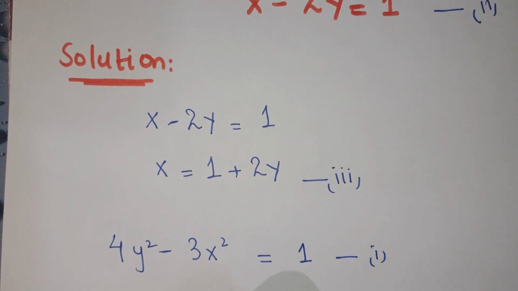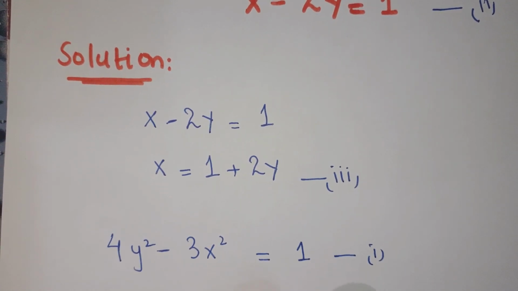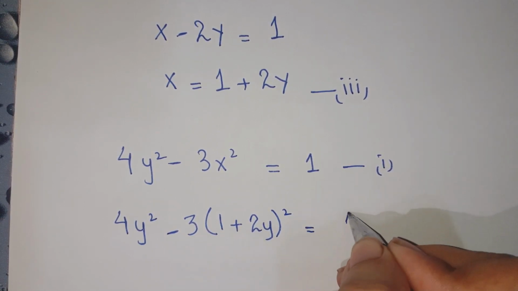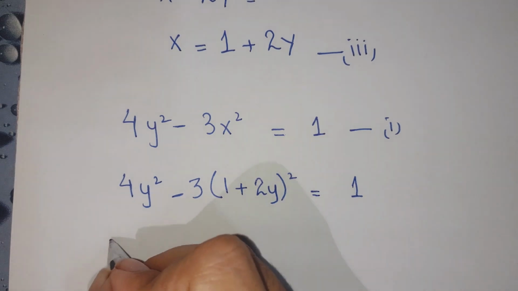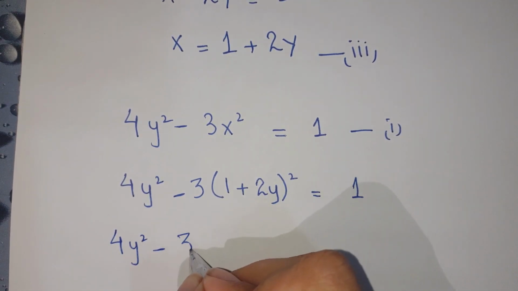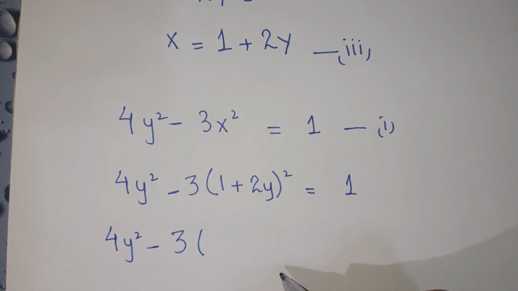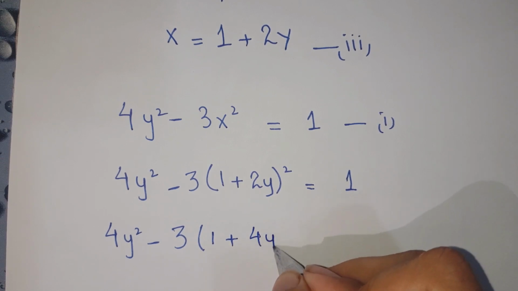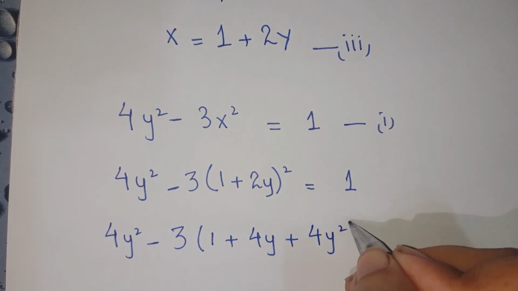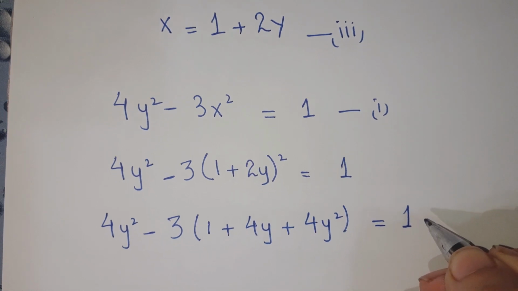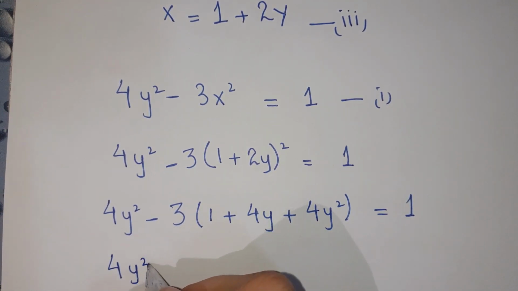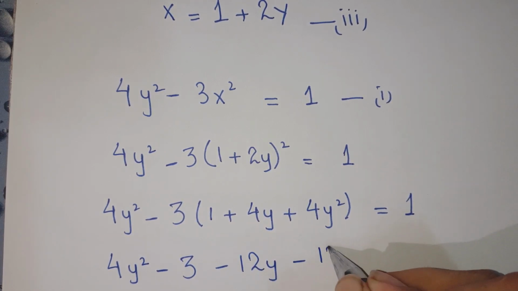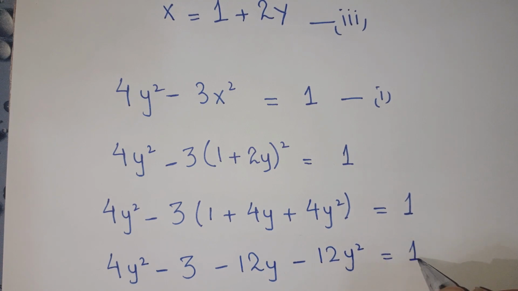Put the value of x, so you get 4y square minus 3 bracket 1 plus 2y square is equal to 1. Further, you can write it as 4y square minus 3. Just open this bracket by applying the algebraic identity, that is (a plus b) whole square. We get 1 plus 4y plus 4y square is equal to 1. Further, you can simplify it as 4y square minus 3 minus 12y minus 12y square is equal to 1.